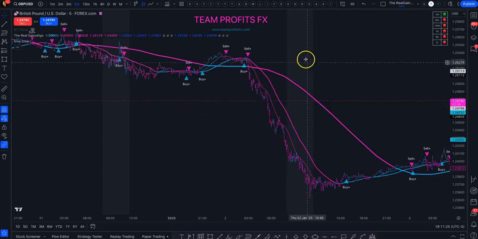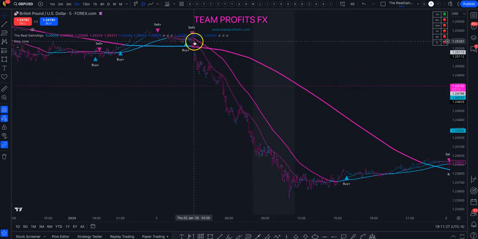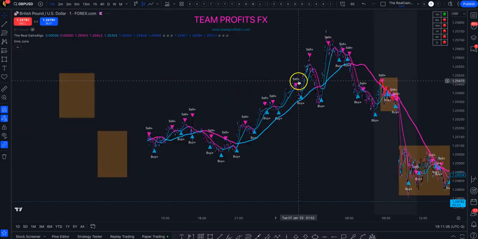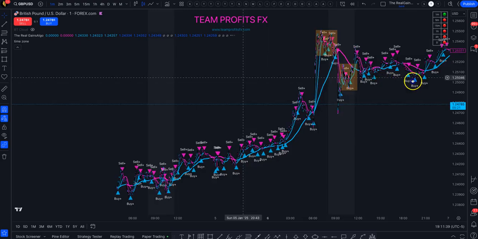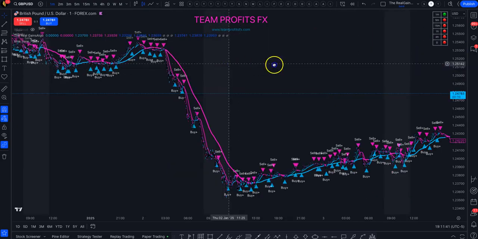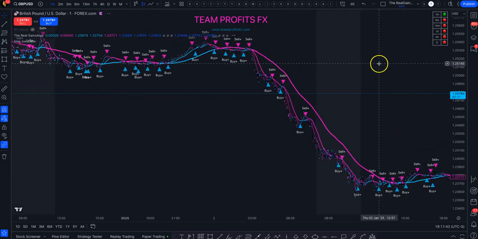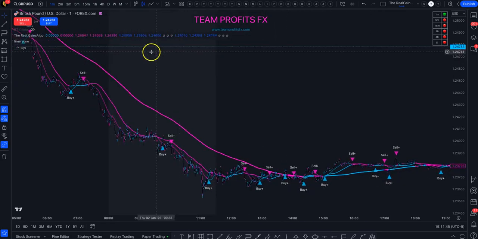Notice this nice drop. What time did the price start crashing right here? What time was this? 3 in the morning. London session, opening right here. It started melting. Let's see how that looked on the 1 minute when that crash started. Look at that trend. That beautiful trend on the 1 minute.